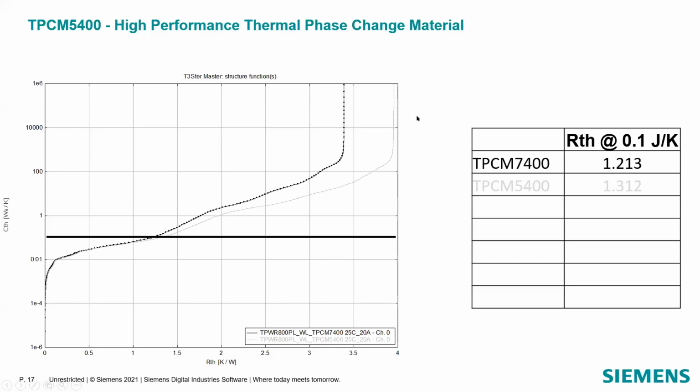So you see the two structure functions corresponding to the setup. The black and the gray show the two materials, and they are actually really good for the overall RTJA. You can see that at the end of the curve. And for better comparison with the other materials, we drew a line here. And this capacitance value, 0.1 joule per Kelvin, shows right when the heat gets out of the component. So these are the values here, TPCM being slightly less resistive, as expected.